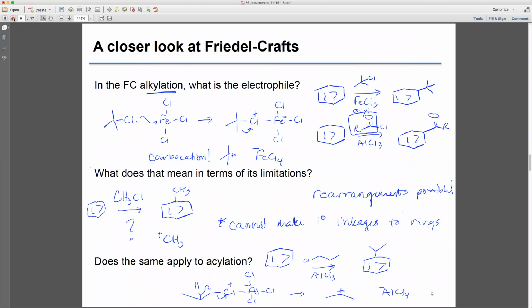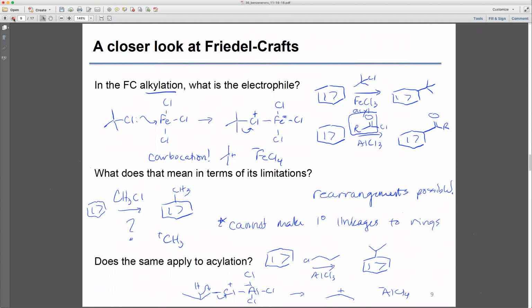So this does not work to make primary linkages. Think of another way to make toluene. You have to apply one of those other carbon-carbon bond forming reactions. Friedel-Crafts is not efficient for this reason, and one other reason we're getting to, to make methyl or primary linkages to the aromatic ring.